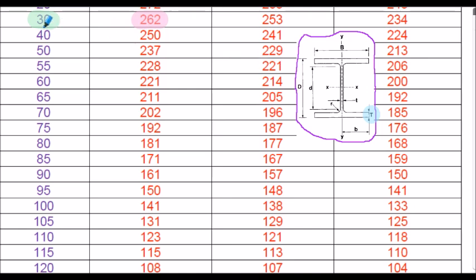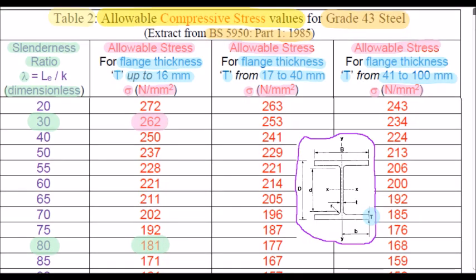Typically, at 30 slenderness ratio for our section, we have 262 newtons per millimeter squared. At a slenderness ratio of 80, it reduces to 181 newtons per millimeter squared. And at a slenderness ratio of 120, it's now down to 108 newtons per millimeter squared. So that's our allowable compressive stress table for grade 43 steel.